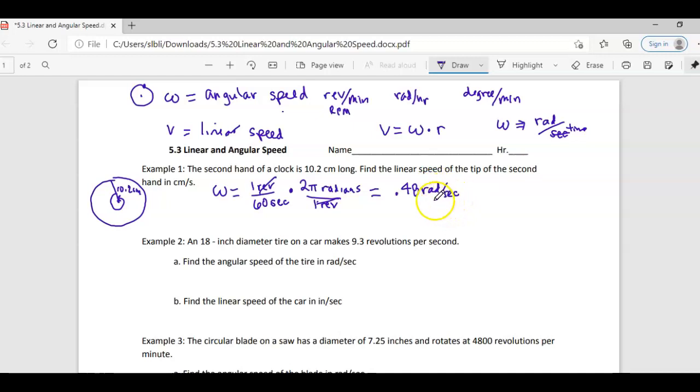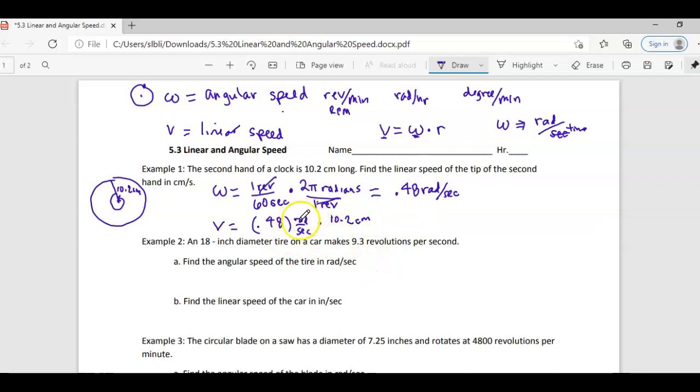Once we have that angular speed in radians per time, we can find the linear speed, which, remember, is related to the angular speed. We just have to multiply the angular speed by the radius. Our radius is 10.2 centimeters. So we're going to take that 0.48 radians per second and multiply it by 10.2 centimeters.